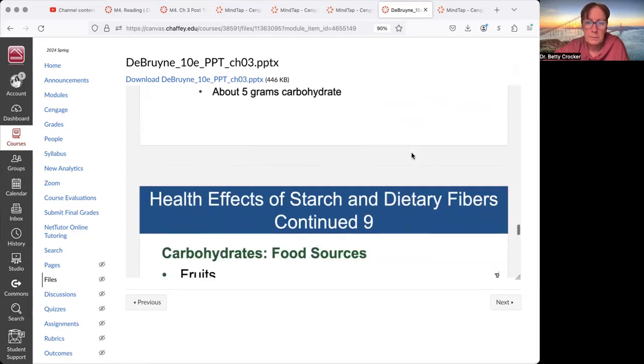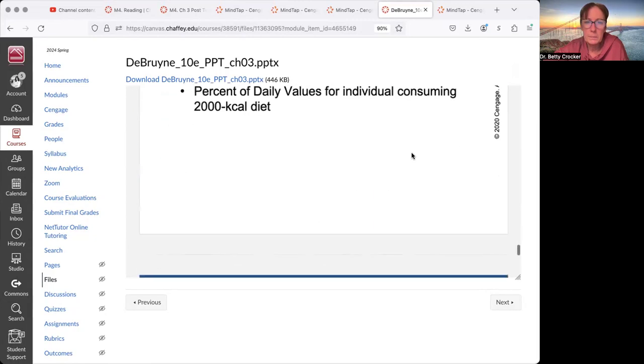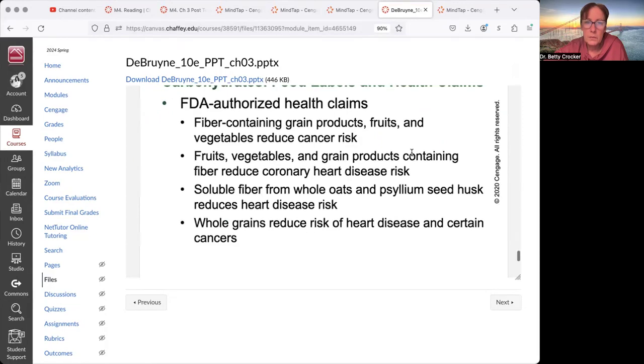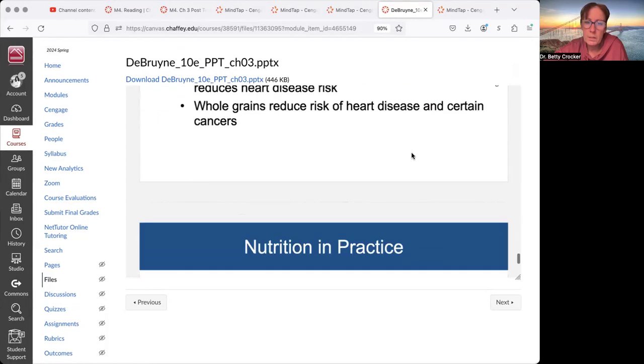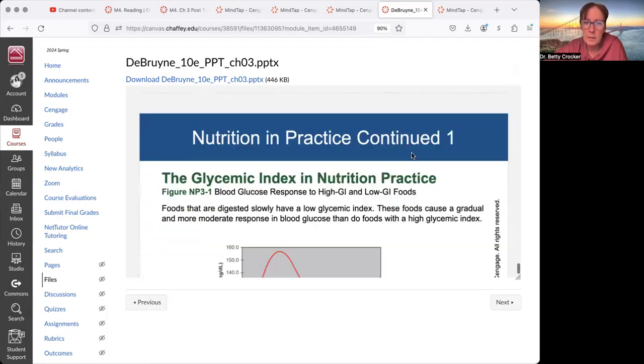Alrighty. Let's see if there's anything else in here. Food labels. There is a food label question on here, so make sure you cover that. Glycemic index. There's a couple of questions on the glycemic index.